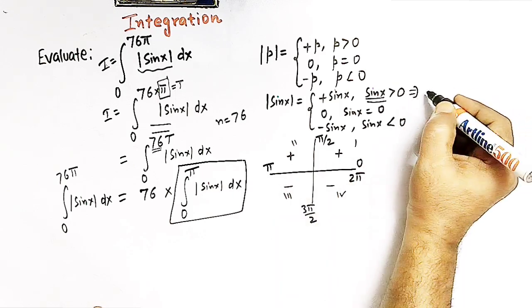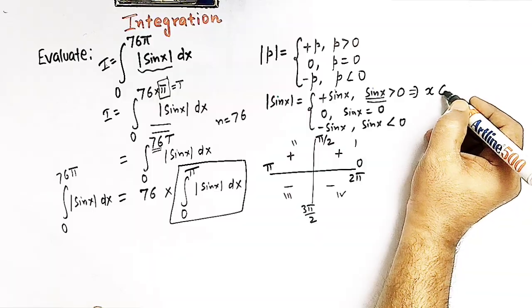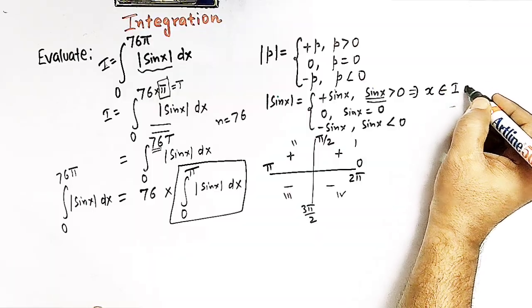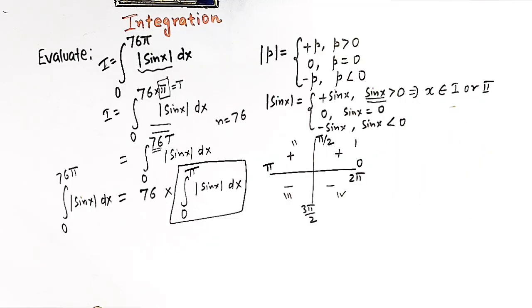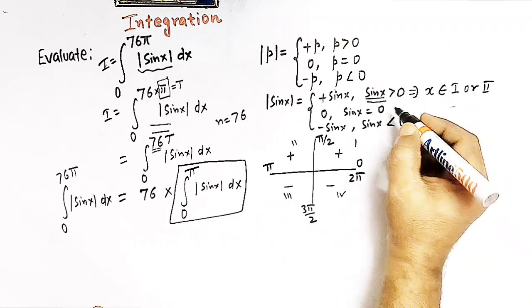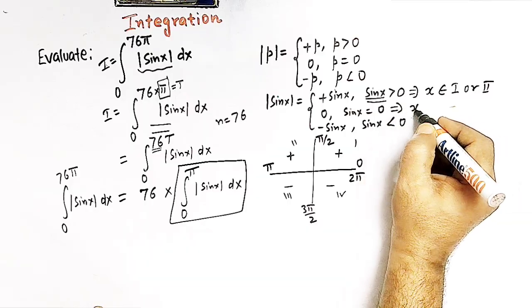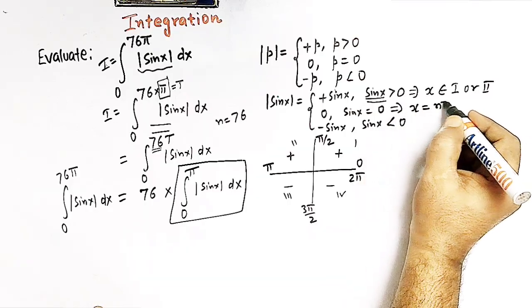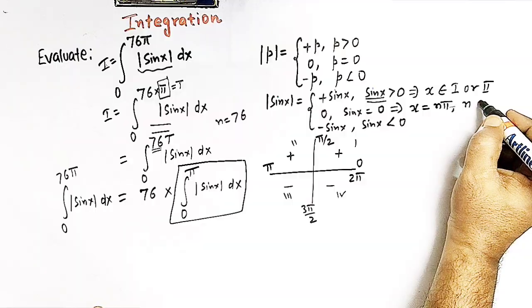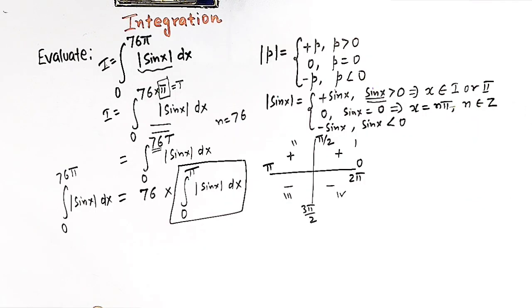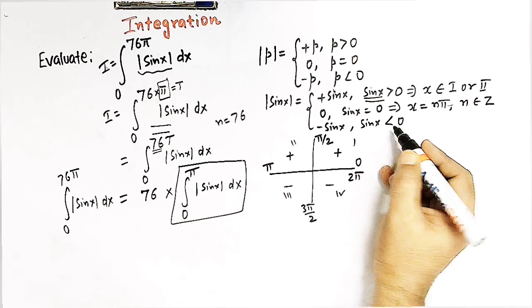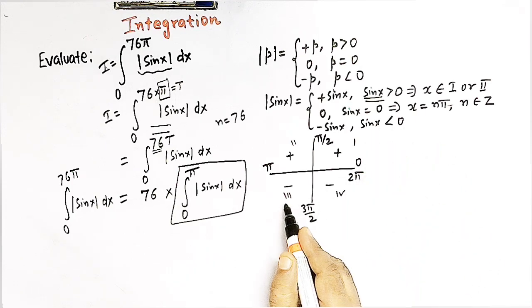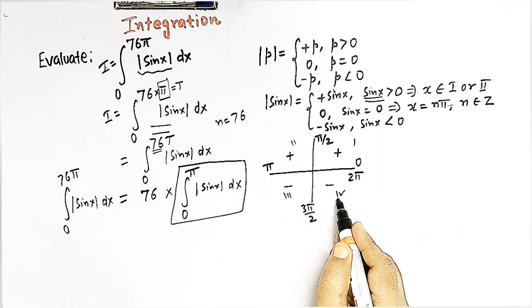So we can here write, when x belongs to either the first quadrant or the second quadrant, then sine x is positive or it is greater than 0. And sine x is equal to 0 implies that x is equal to n pi, where n is an integer, right? So now sine x is less than 0 when x belongs to the third or fourth quadrant, right?